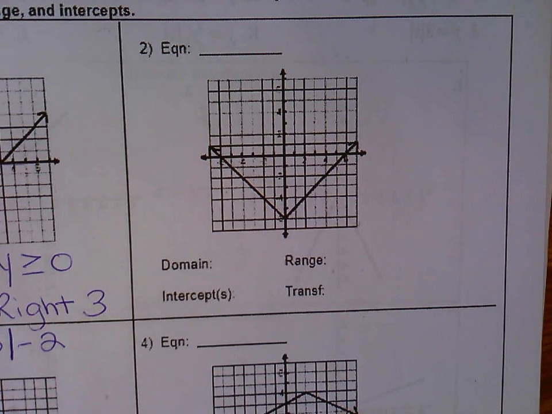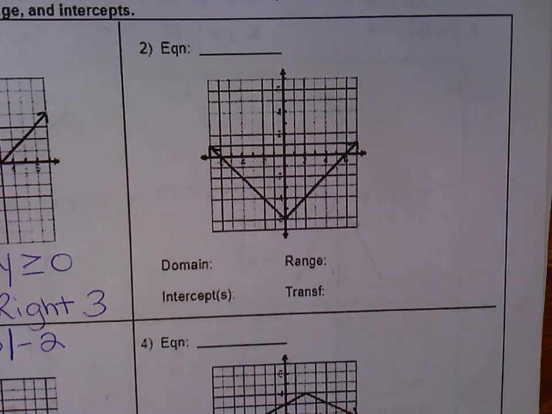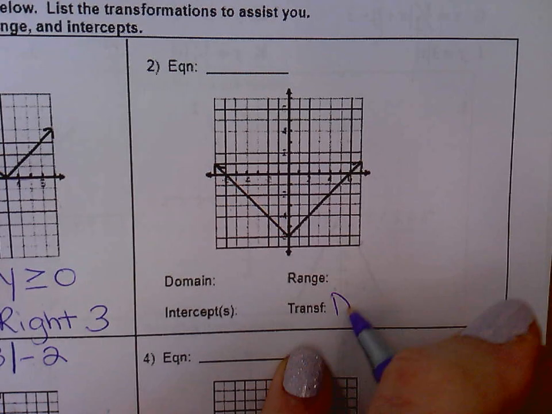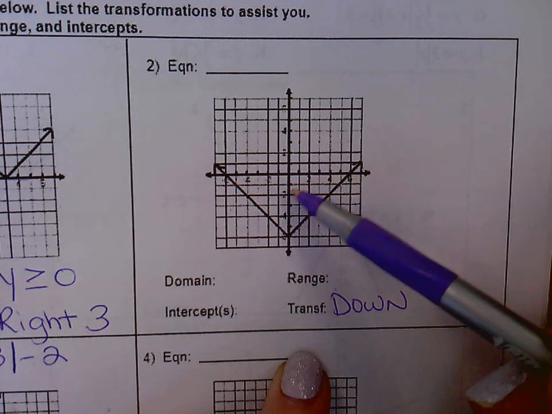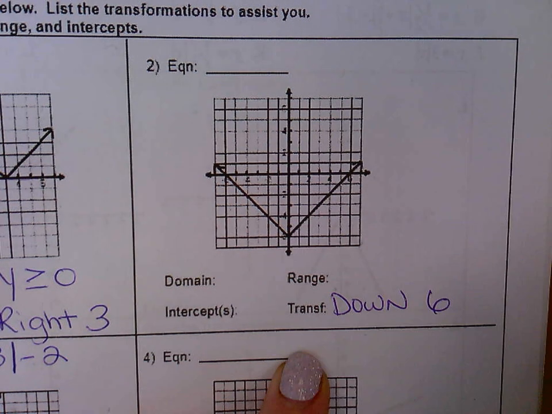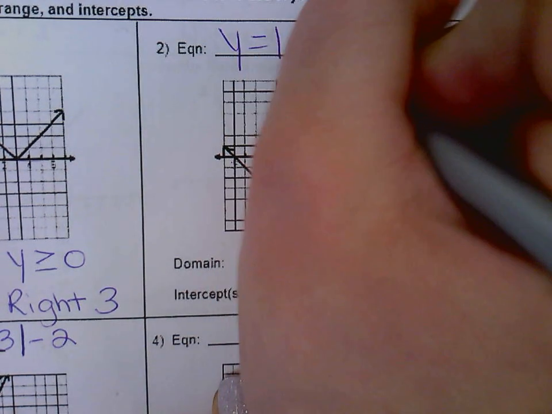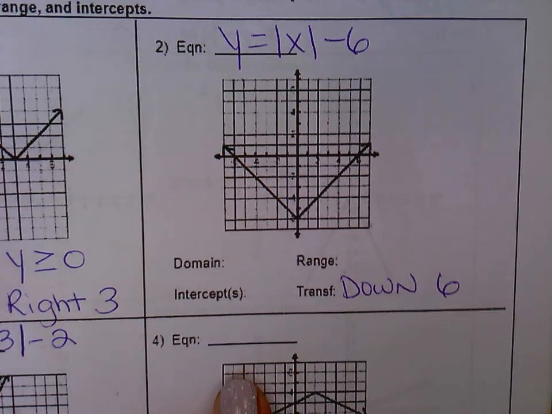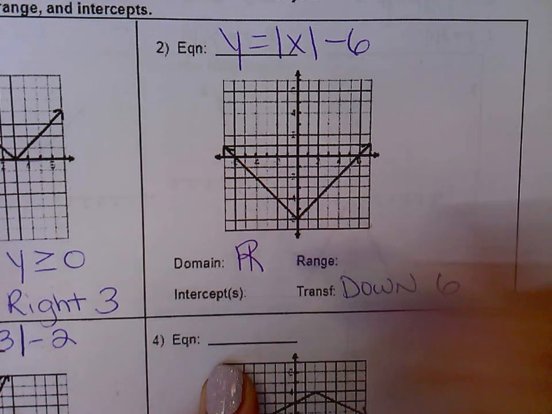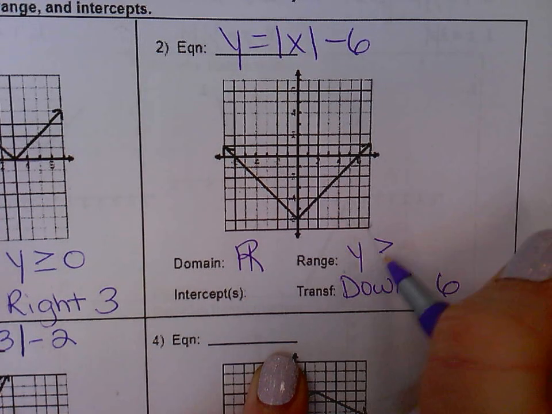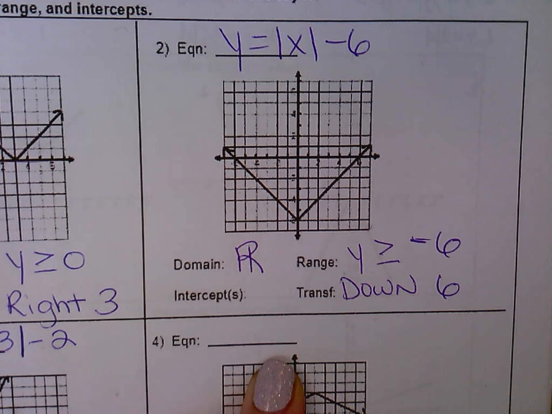I've lost my pen. Let's see. What? Down. How far is that? 6. Down 6. That's it, right? So y equals absolute value down 6. The domain is still all real numbers. The range would be greater than or equal to -6. Intercept.